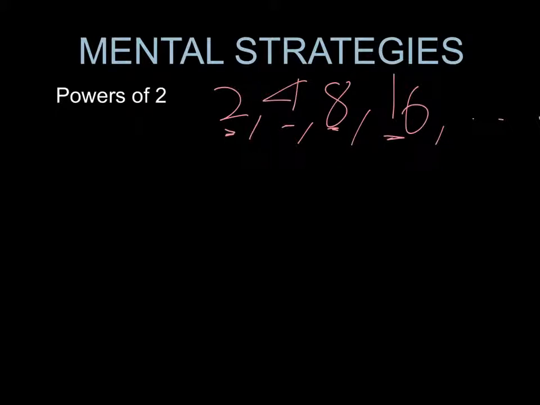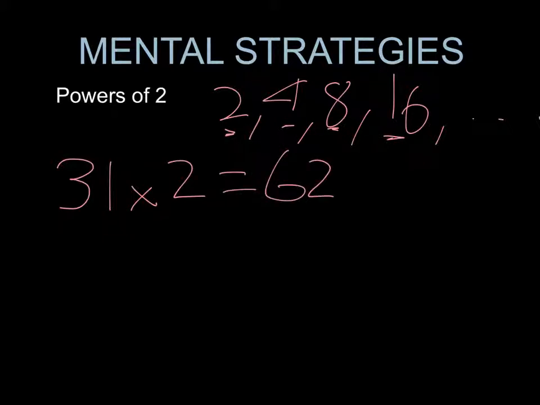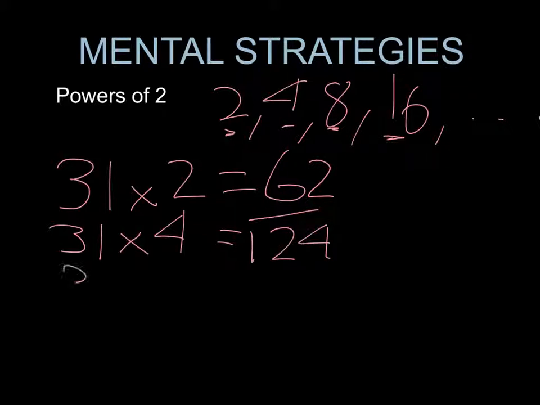Okay, so how do we use this in calculations? Okay, well, let's say we're multiplying a power of 2 by, say, 31. So people are generally good at doubling. So 31 times 2, that's easy. You just double it. But if you wanted to do 31 times 4, because 4 is 2 times 2, you just double 31 and double it again. So if I double 31, I get 62, and if I double it again, I get 124. How easy is that?